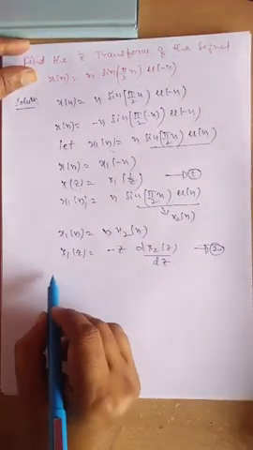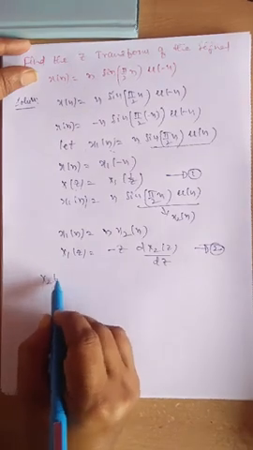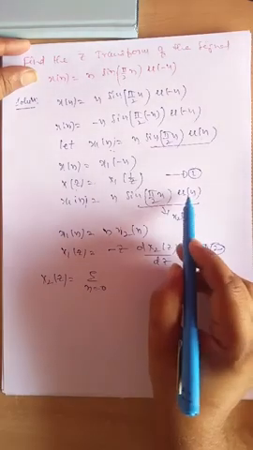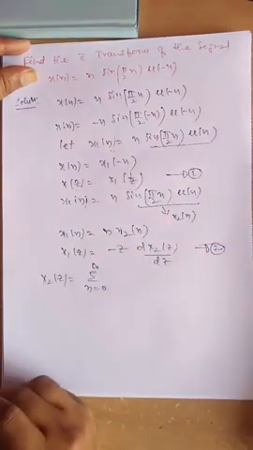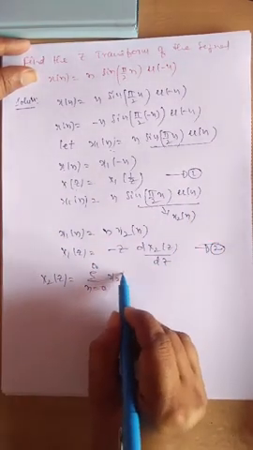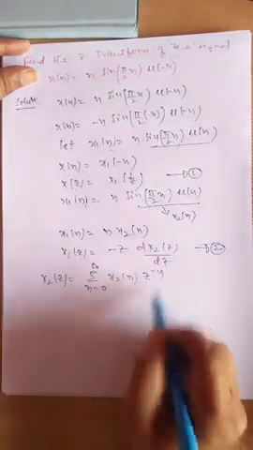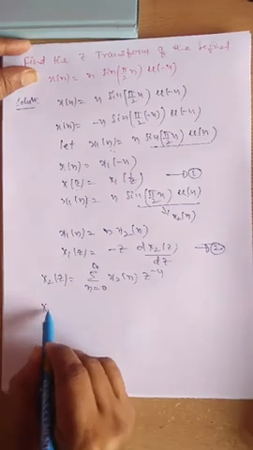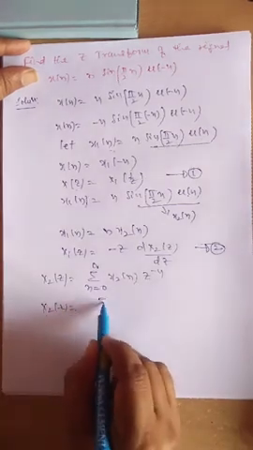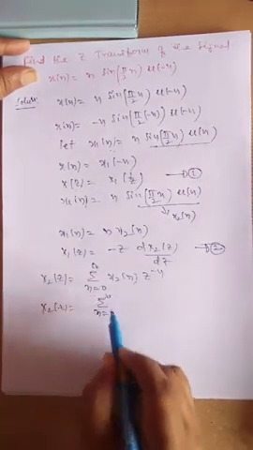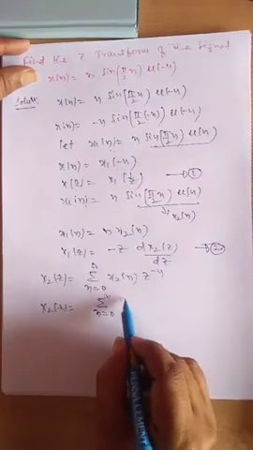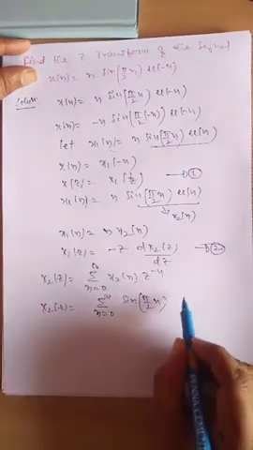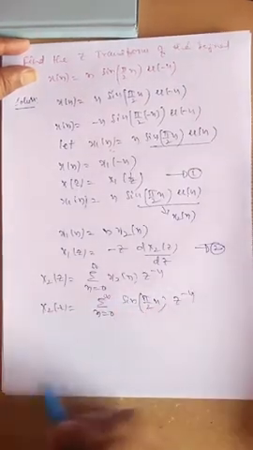Now let us get the x2 of z. What is x2 of z? It is the summation of n from 0 to infinity, because of u of n I am taking the limits 0 to infinity, of x2 of n into z to the power of minus n. That is, x2 of z is equal to the summation of n from 0 to infinity. What is x2 of n here? It is sine of pi by 2 into n, u of n value is 1, into z to the power of minus n.